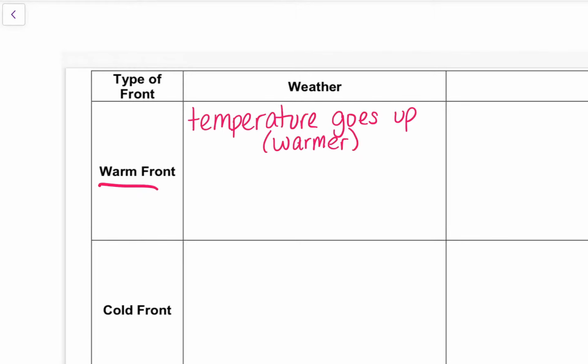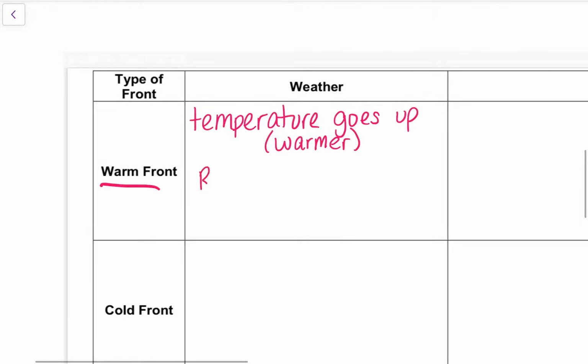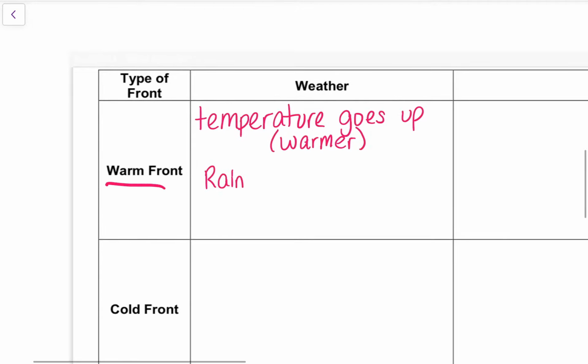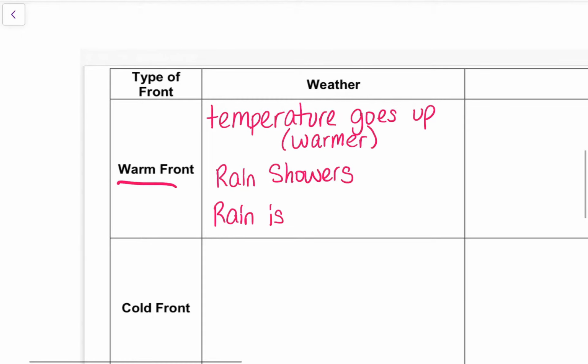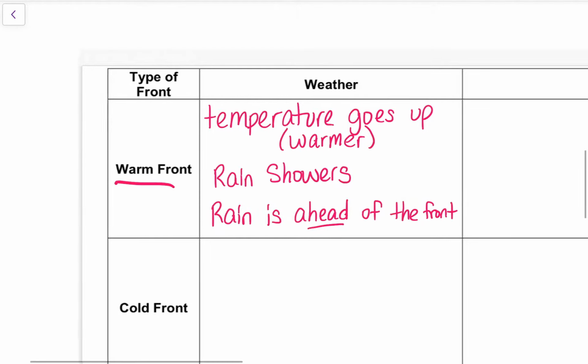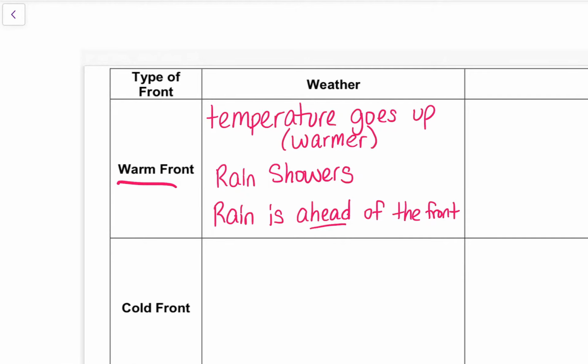With a warm front, we will also see rain showers. And these rain showers will take place ahead of the front. Okay, so we'll look at that more when we look at weather maps. But for now, we need to know that the rain is ahead of the front. So again, the temperature goes up, we see rain showers, and the rain occurs ahead of the front.